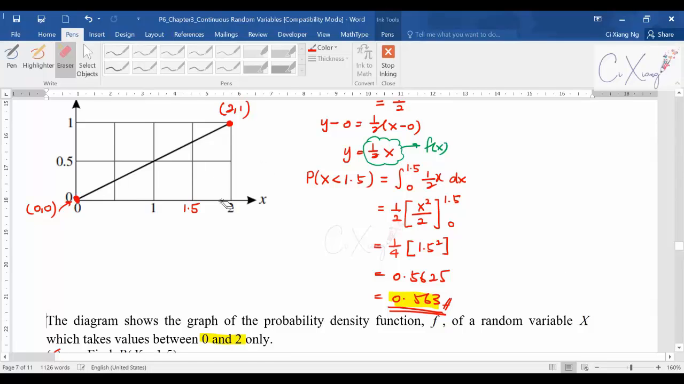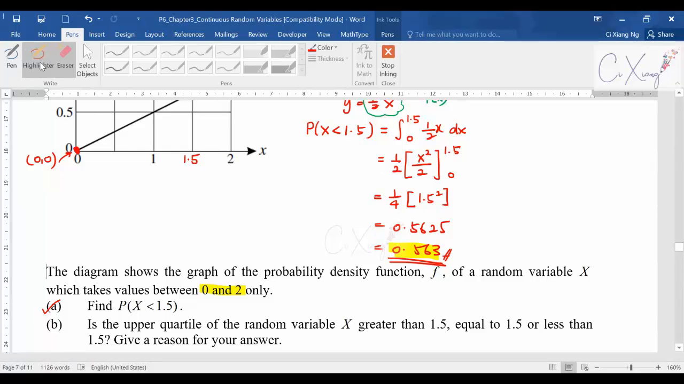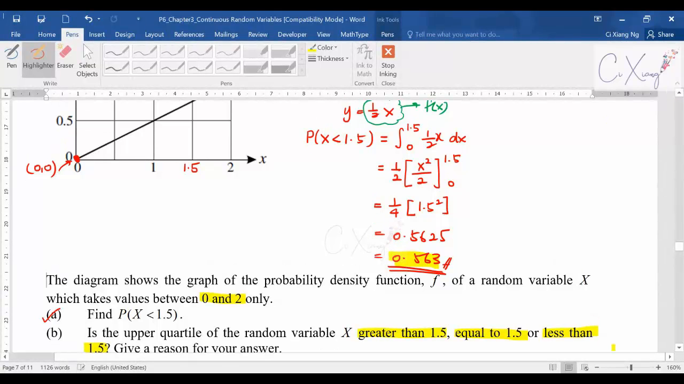Okay, and then after that, there's another important part here. We go for the second part. So they are asking, is the upper quartile of the random variable x greater than 1.5, equal to 1.5, or less than 1.5? And then they want you to give a reason for your answer. Okay, so why is it? Some students, when they look at this question, will try to do the integration and find the value for the upper quartile. But for this question, generally you no need to integrate anything again because you already have the value for x smaller than 1.5.